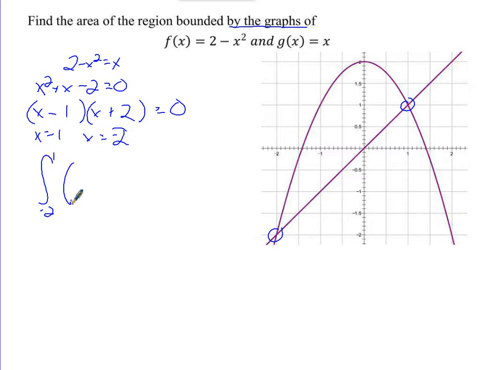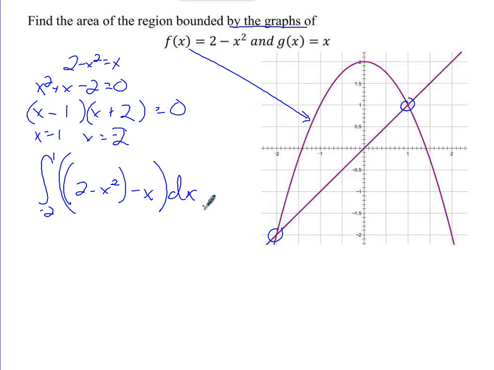F minus g. And the reason we're doing f minus g is because this one is definitely the top function, and this one is definitely the bottom function. You have to go the top one minus the bottom one. So 2 minus x squared minus x dx.